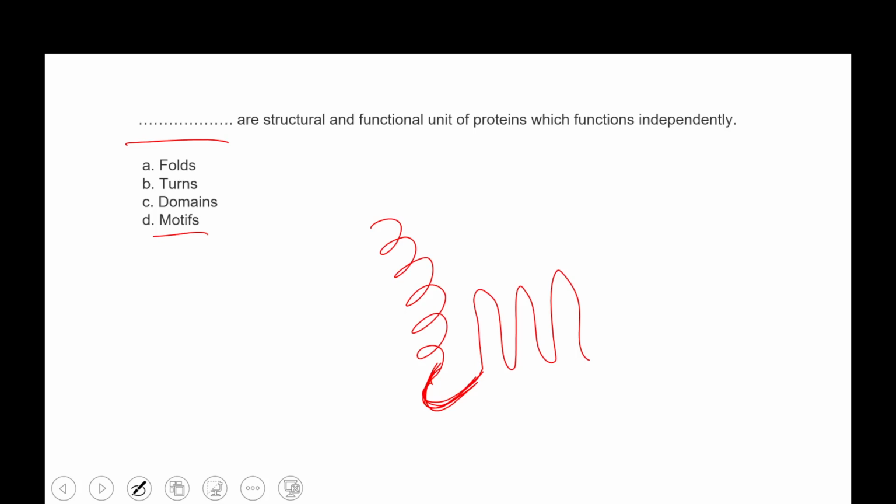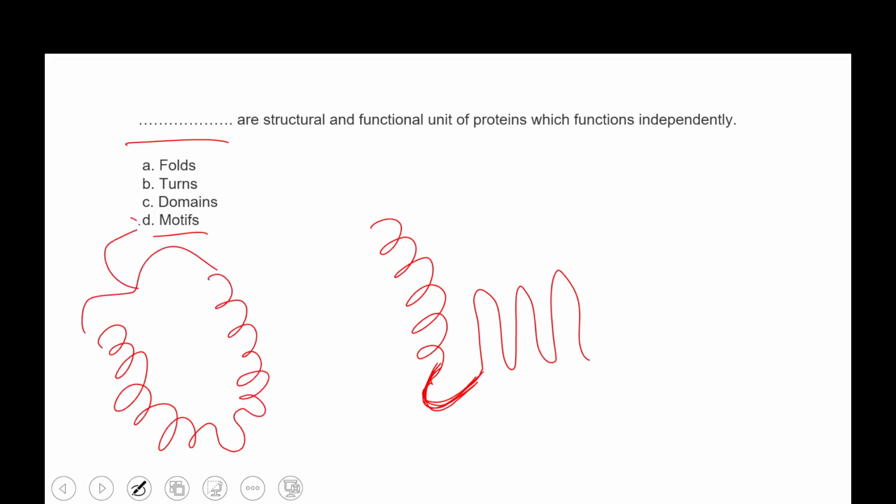Okay, we have helix turn helix. So this is one helix, then we have one turn, and then again one more helix. This entire thing is referred to as a motif. Generally, the helix turn helix motif is known to interact with DNA. It has DNA binding property, but it is not a functional unit.